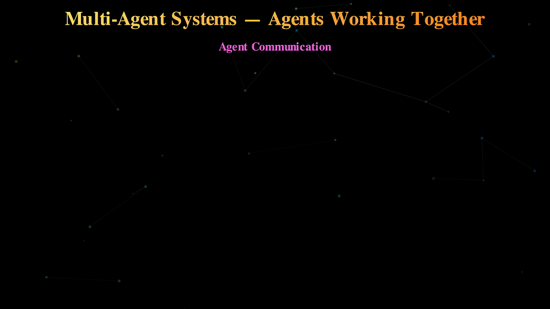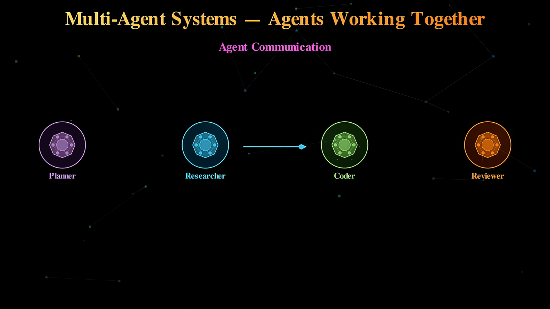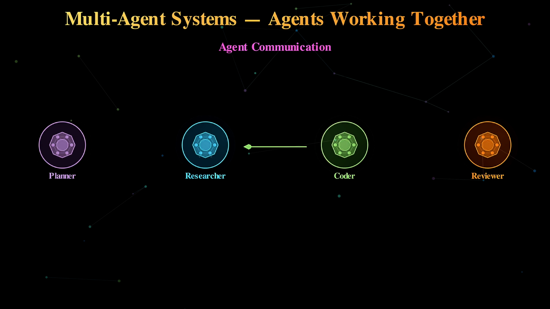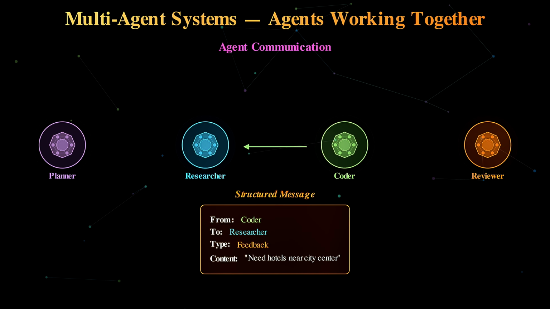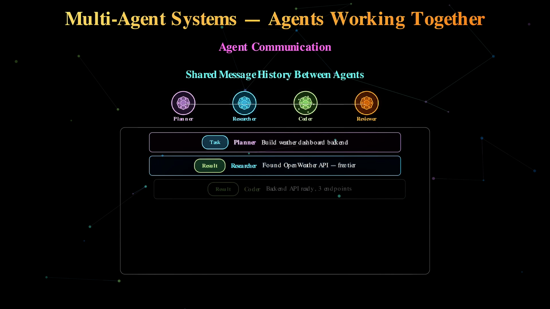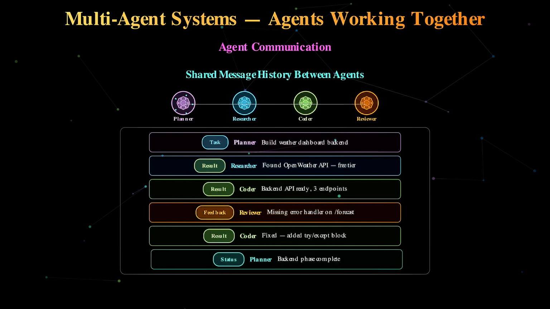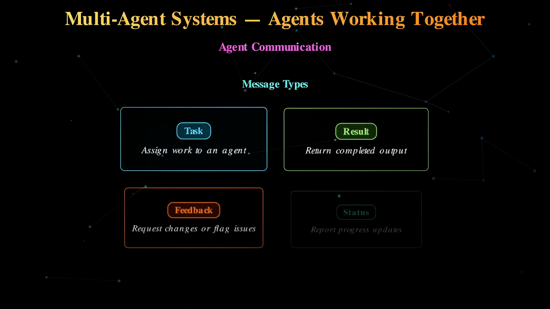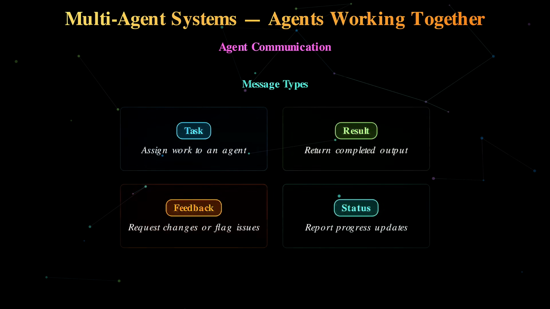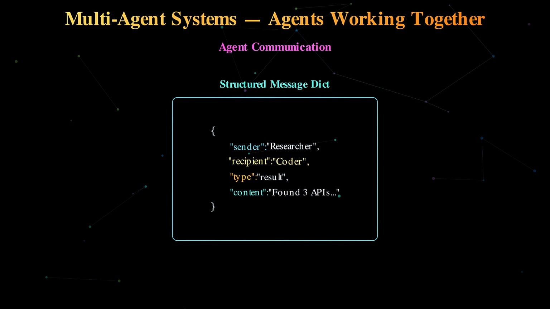For agents to work together, they need a way to communicate. This typically happens through structured messages passed via a shared message history or a message queue. A shared message history ensures every agent can see what's been discussed, just like a team chat channel. Messages can be different types: tasks, results, feedback, or status updates. Under the hood, messages are typically structured dictionaries with fields like sender, recipient, type, and content.